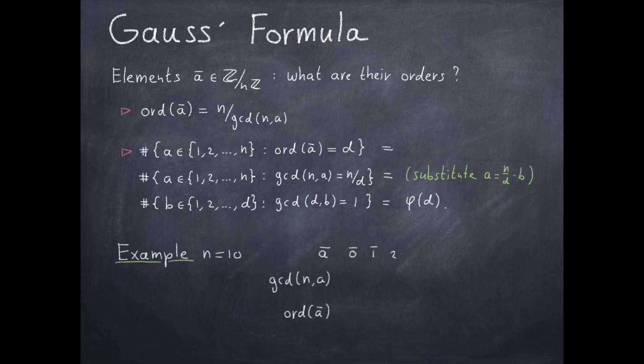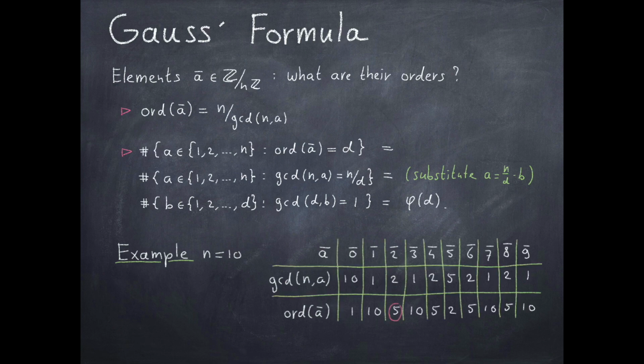Here's a small example for n equal to 10. In the top row you see all the elements a bar of Z mod 10Z. The second row shows the GCD of 10 and a. And in the bottom row we see the order of each of the elements a bar. So for example, the number of elements of order 5 is equal to phi of 5, which is 4.